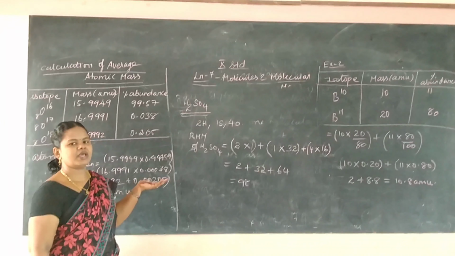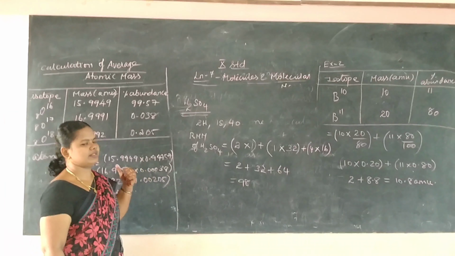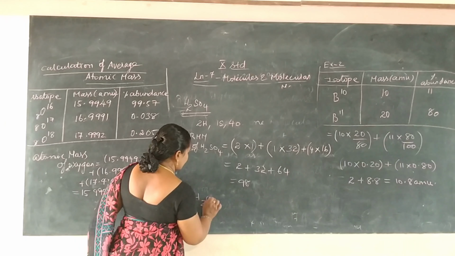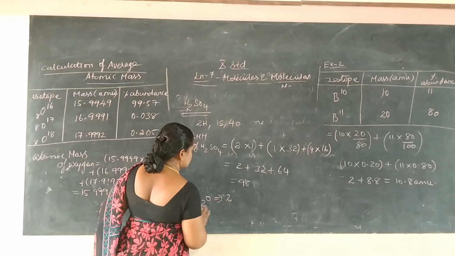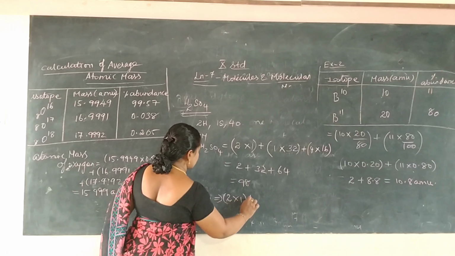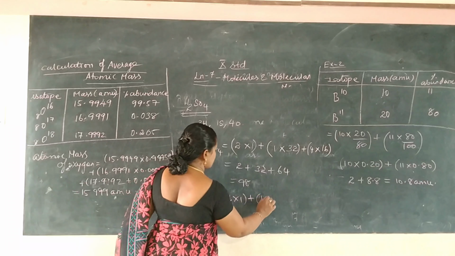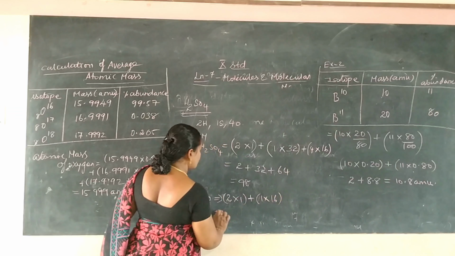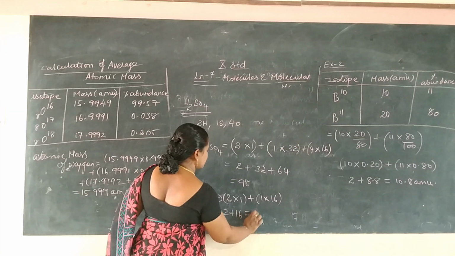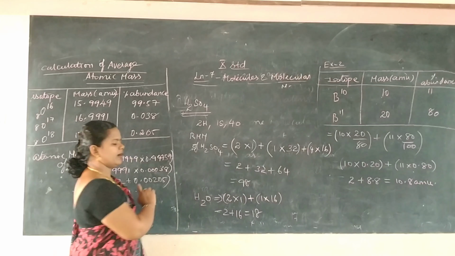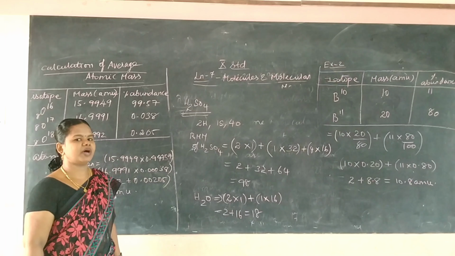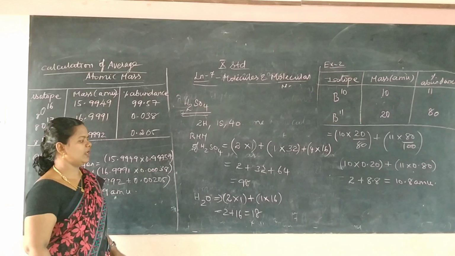Then how do you calculate the molecular mass of water? Here we have 2 hydrogen, so 2 into 1, plus 1 oxygen, so 1 into 16. So 2 plus 16 is equal to 18. So water is 18 times as heavy as the 1/12th part of the mass of the carbon 12 atom.